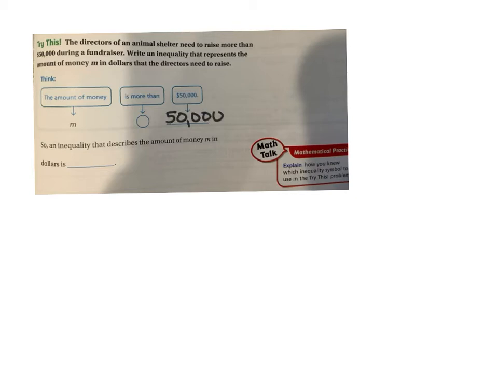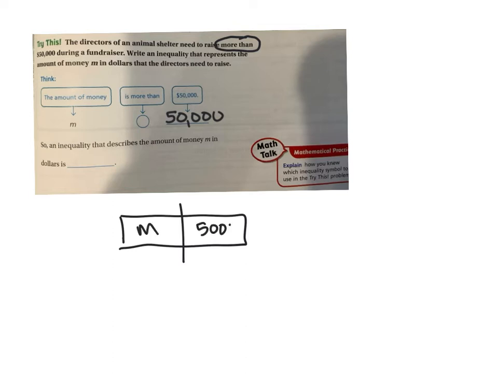But it said they needed to raise more than that. So I asked myself, sometimes I draw these boxes too. For some reason, it helps me. I have M, I have 50,000. Which one is supposed to be the larger value? They need more than this amount of money. So whatever M is, it's got to be larger than that. So M is the larger value. So the alligator goes towards that. Alligator wants the bigger value.